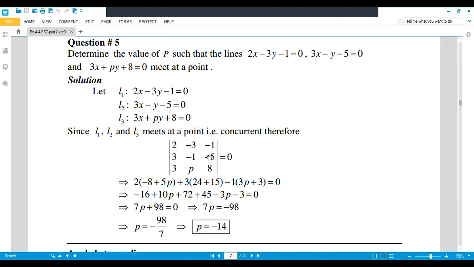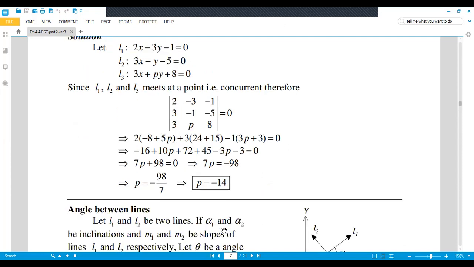These two values: 8 threes are 24 and minus minus plus, 5 threes are 15, and then minus 1. In first year, in chapter number 3, you already solved how to solve determinants, it's easy. So 3p plus 3. Now open it, it will be 10p plus 72 plus 45 minus 3p minus 3. So when you solve, you get 7p plus 98, 98 shifted to the other side, divide by 7. So the value of p is minus 14.